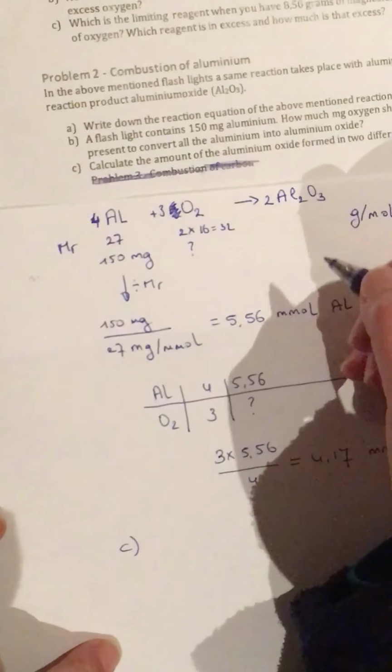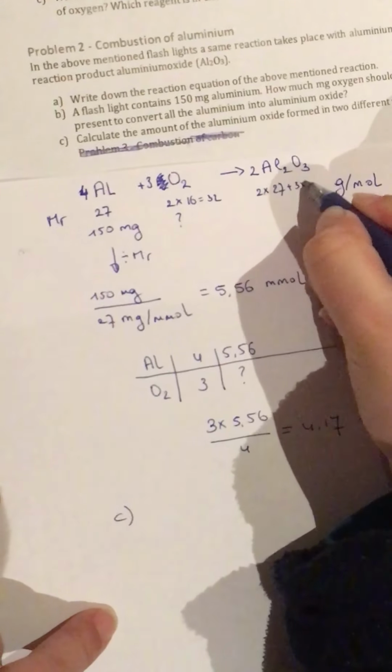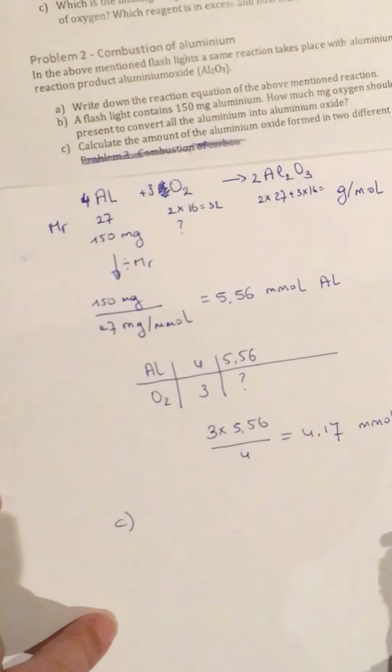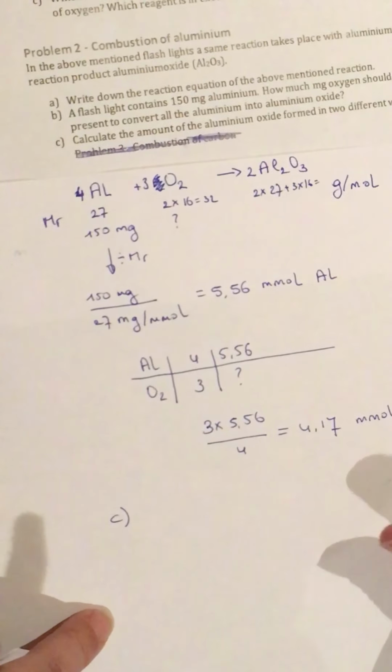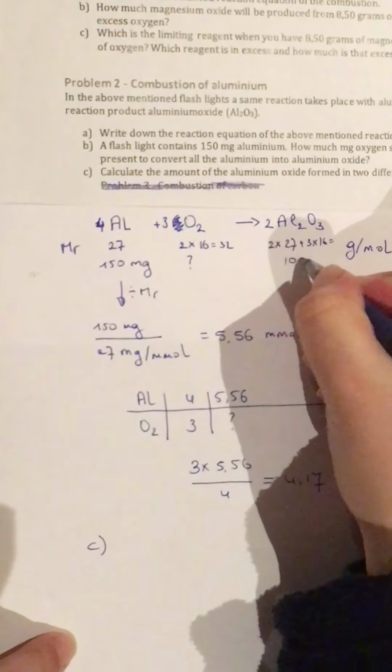Then we do need to have the MR value, so that's 2 times 27 plus 3 times 16 equals 102.